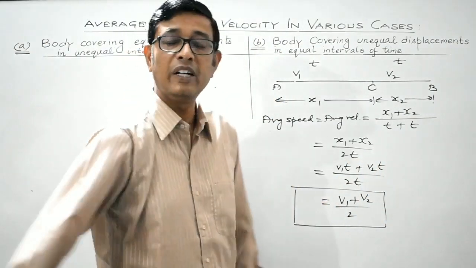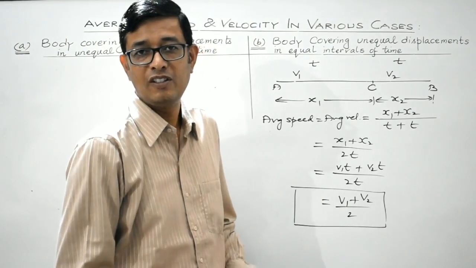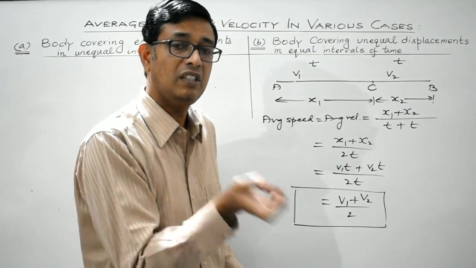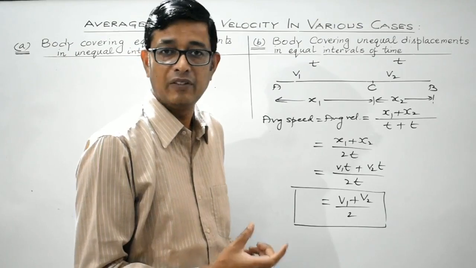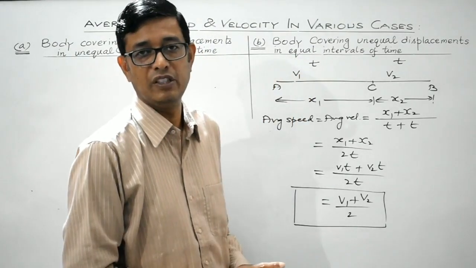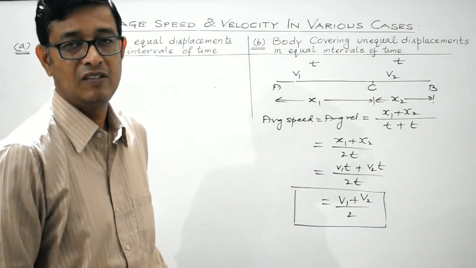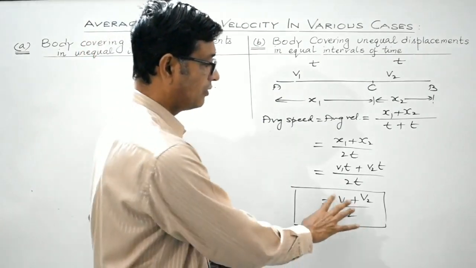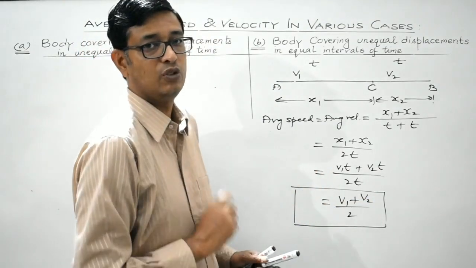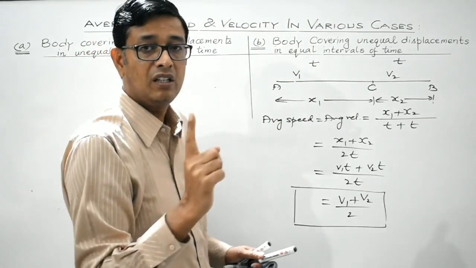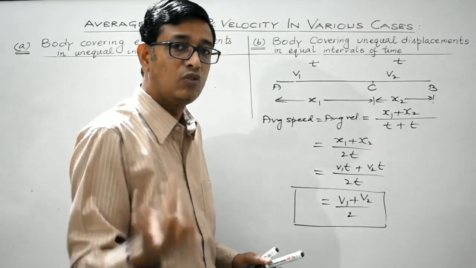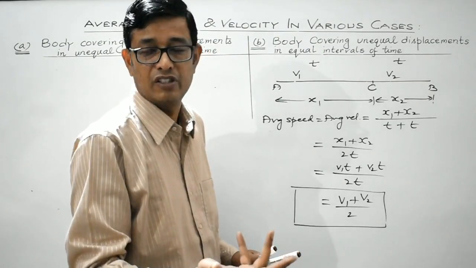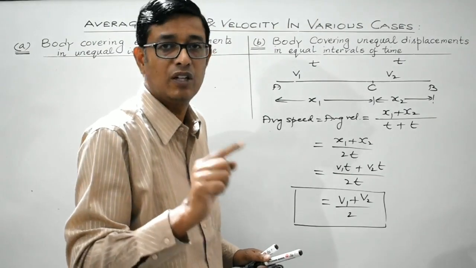Students, this is actually the arithmetic mean. It's the average value. So remember, whenever the body covers unequal displacements in equal intervals of time, then the average speed would be given by the arithmetic mean of these speeds, v1 and v2. This is the arithmetic mean: sum of all the observations divided by total number of observations. In the previous case, where the body covers equal displacements in unequal intervals of time, there the average speed is given by the harmonic mean, which is twice v1 v2 divided by v1 plus v2.